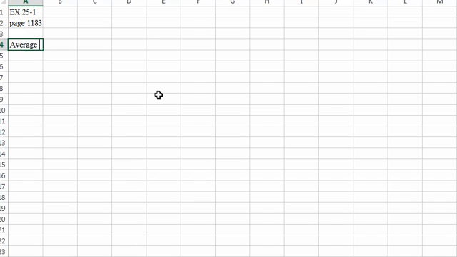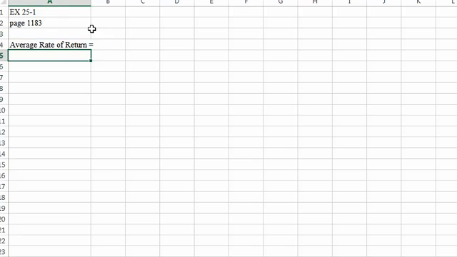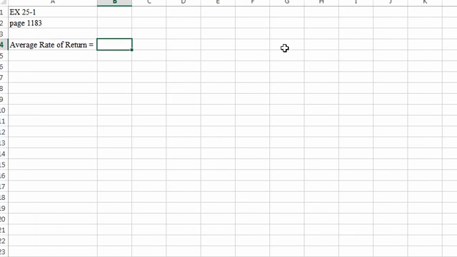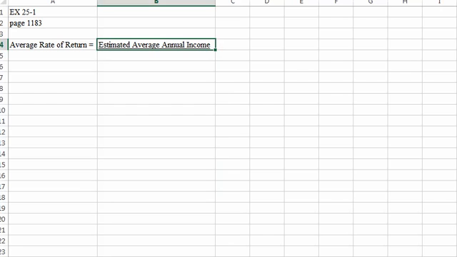Okay, average rate of return is equal to estimated average annual income, which you might notice a problem with already. It's just an estimate. So to me, that's one thing that can be annoying or kind of problematic. You're running some fairly precise calculations based on estimates. So they're only as good as your estimate, really. That's probably the toughest part.